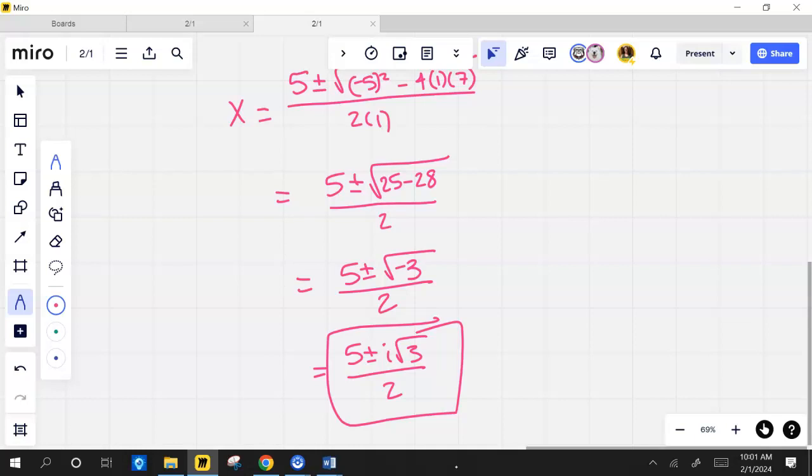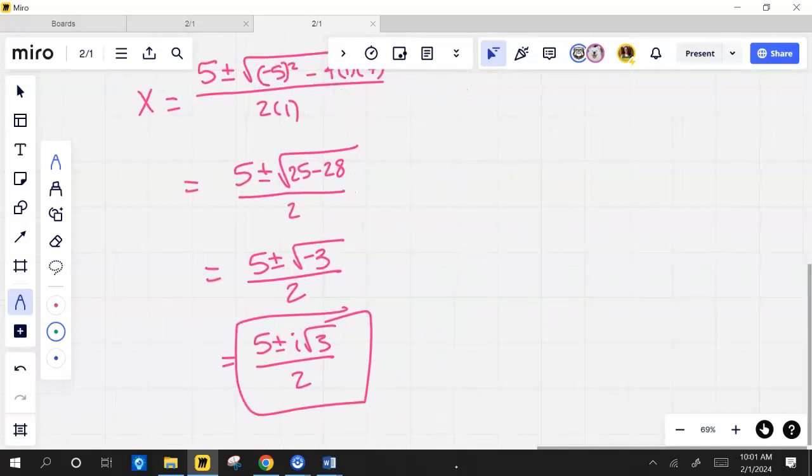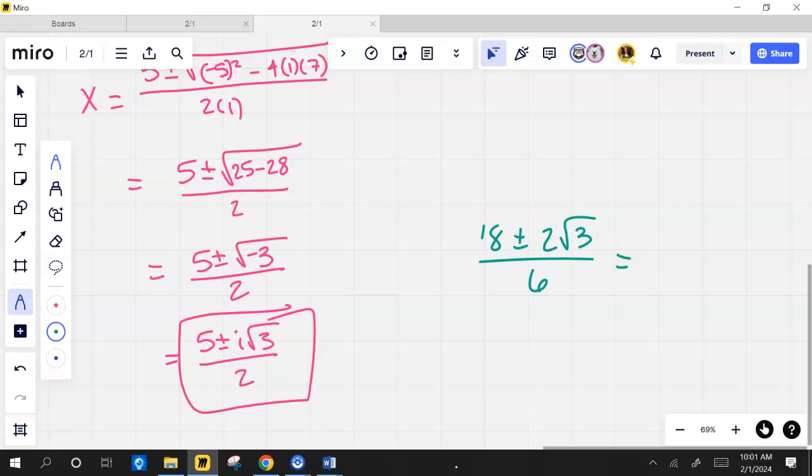Really, the only time you'll want to take it a little further is if you could simplify, if you had something like, I don't know, 18 plus or minus 2 root 3 over 6. You could divide everybody by 2. Never what's under the radical, only what's outside. So this, I could divide that by 6, which gives me 9. And you would stop there.